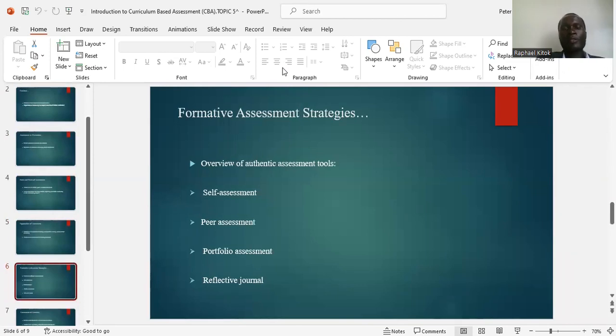We have portfolio assessment, which most of the time we use to put our certificates in our portfolio. So when we're sending an email, the assessor will be able to get into our portfolio and find out more and understand more about us. We have the reflective journal.